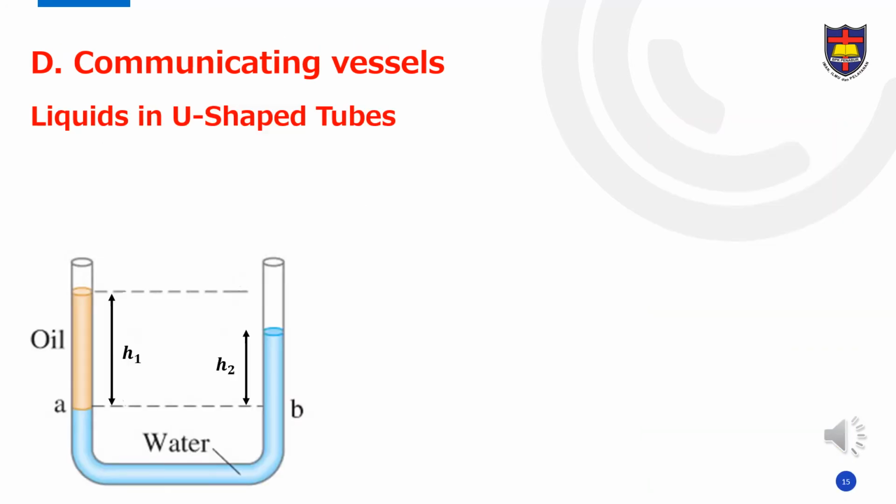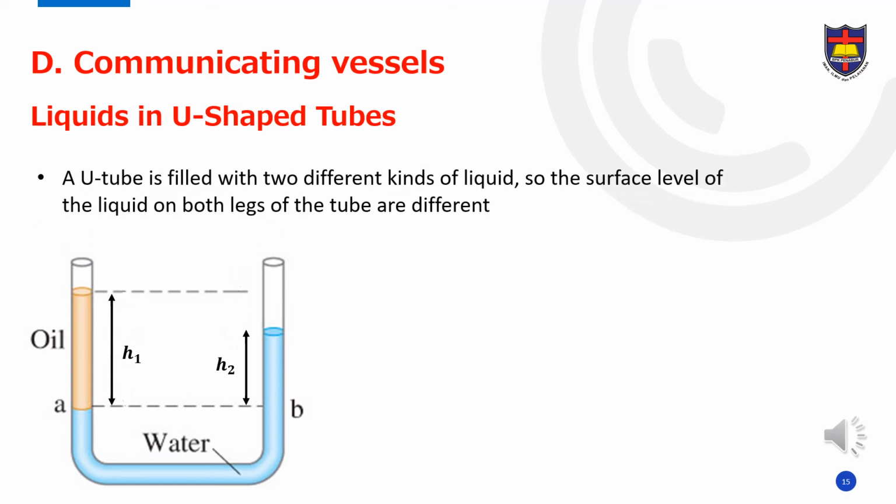Okay, let's take a look at the figure. That's the liquid in U-shaped tubes. A U-shaped tube is a glass tube with a U shape. As we can see in the figure, a U-tube is filled with two different kinds of liquid, so the surface level of the liquid on both legs of the tube are different. But we know that the liquid pressure in A and B are the same, right? So we can write PA equals PB.